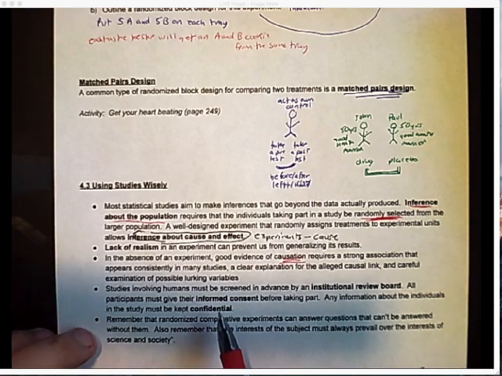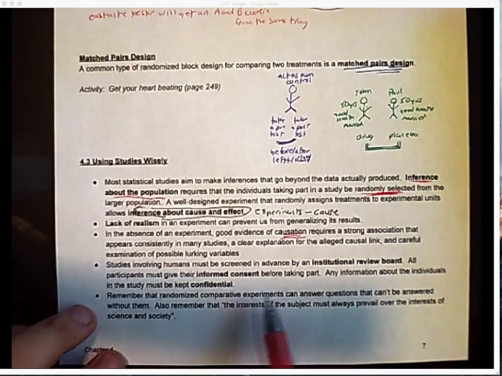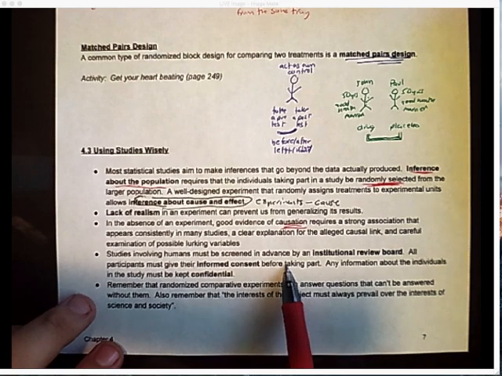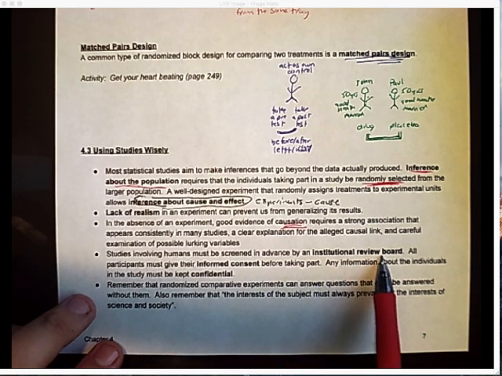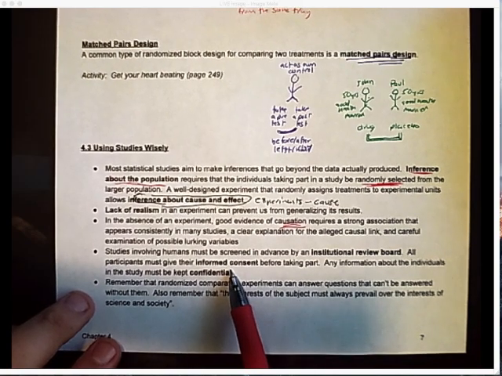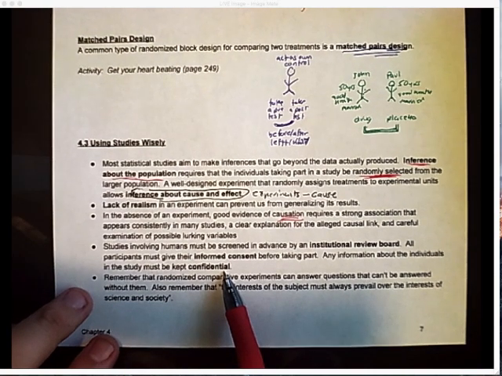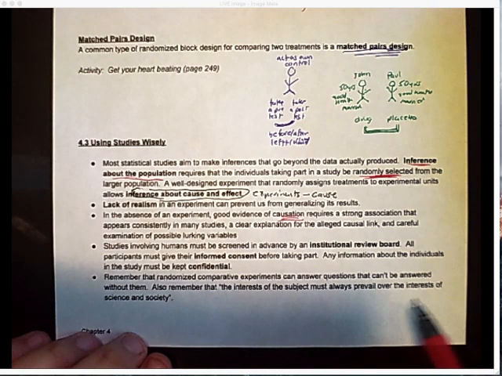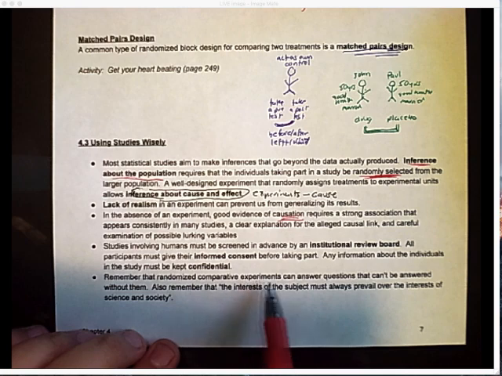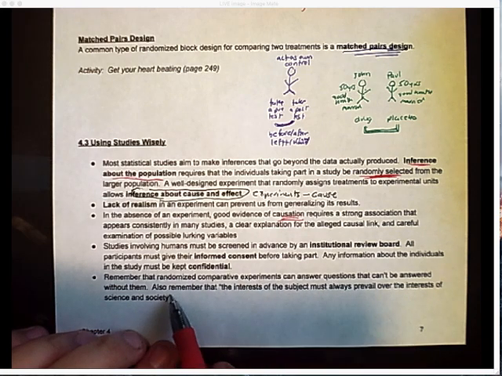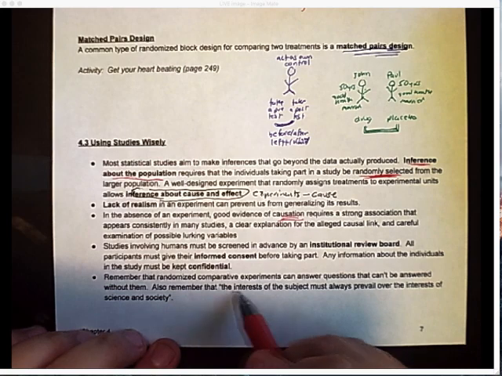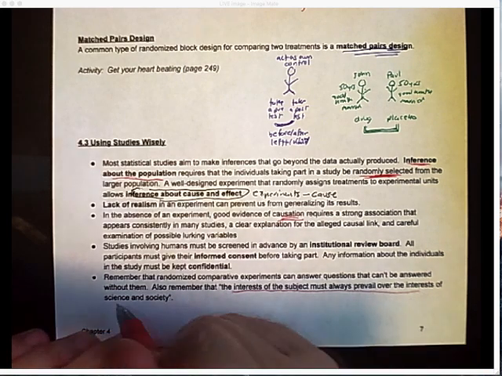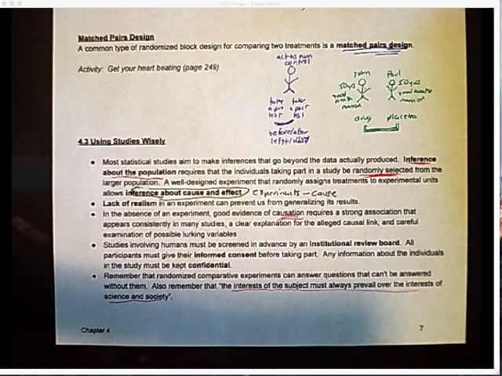If you're going to do experiments on people, then the experiment has to be screened in advance by some sort of institutional review board, and the people have got to give their consent, and you have to agree to keep the results confidential. You cannot share medical information from an experiment. Remember that randomized comparative experiments can answer questions that can't be answered without them. Also remember that the interests of the subject must always prevail over the interests of science and society.